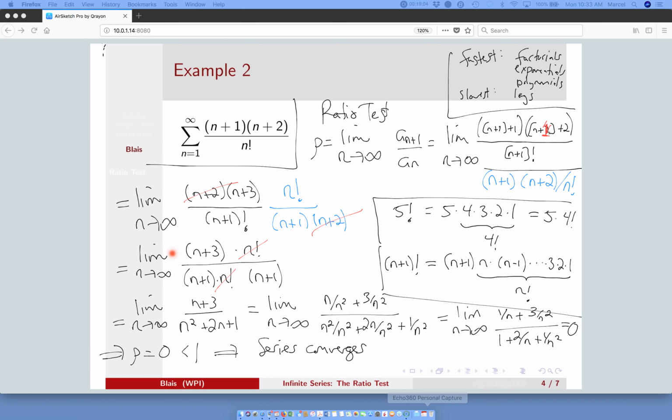The key thing to understand here is we have shown, because we've gotten a rho of 0, which is less than 1, that this series does converge by the ratio test. Okay. Let's do another example.